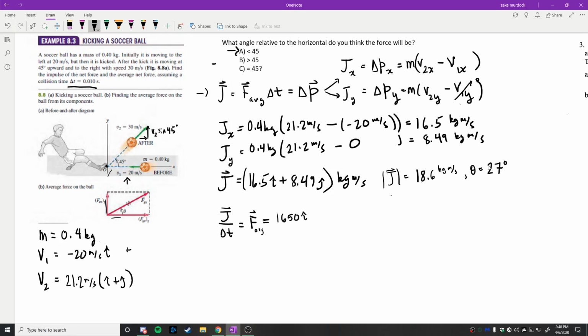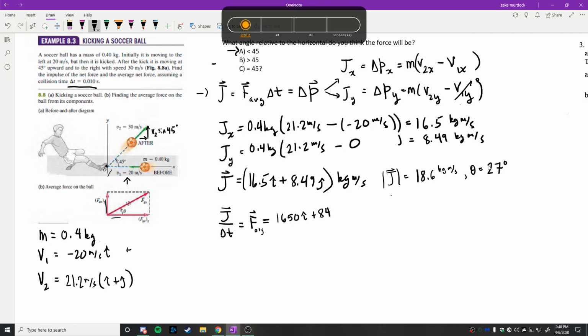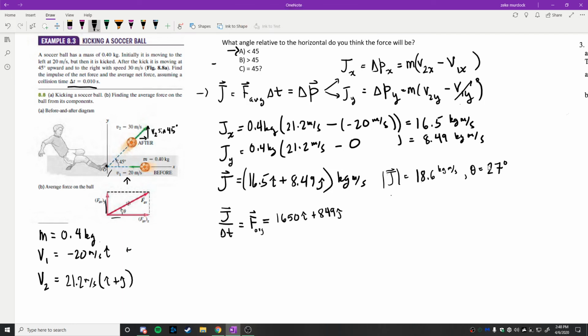I hat plus 849 j hat. The units on this are going to be newtons, because kilogram meter per second, you divide by another second, you get kilogram meter per second squared, which is newtons. And then same thing over here, the magnitude of the force is going to be 1860 newtons, and the angle's the same. Okay?